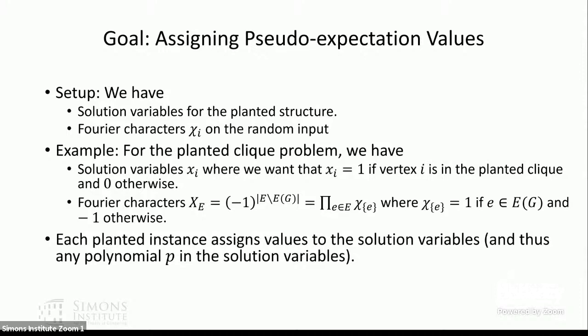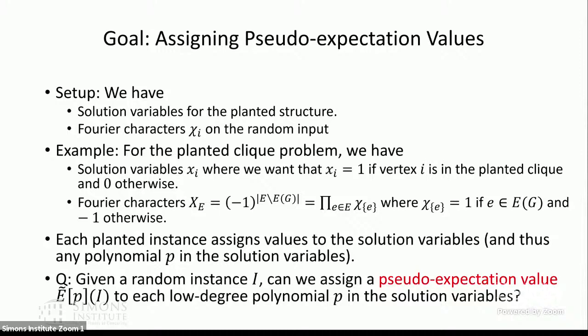Okay, so now for the planted distribution, each planted instance will assign values to the solution variables, and thus assigns a value to any polynomial in the solution variables. So now, unfortunately, I can't go into this too much, but what we need to do to construct pseudo expectation values is, for a random instance I, we have to assign a pseudo expectation value, the pseudo expectation value of p, to each low degree polynomial p in the solution variables.